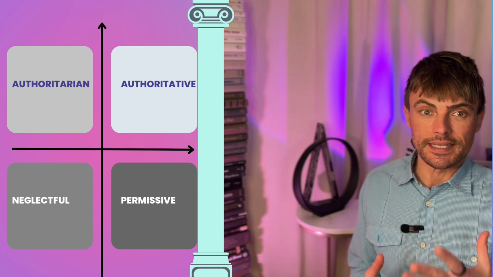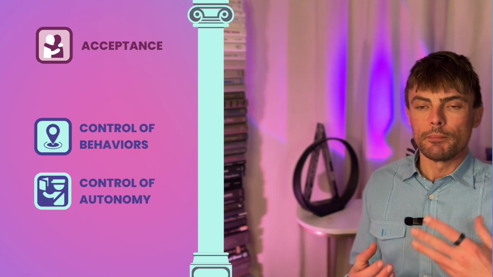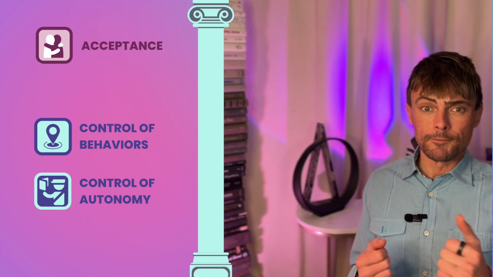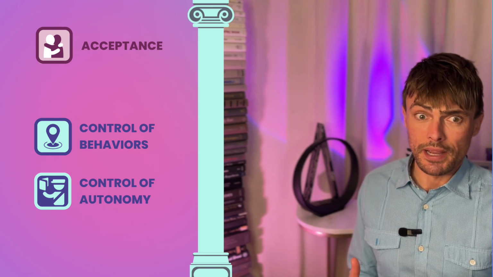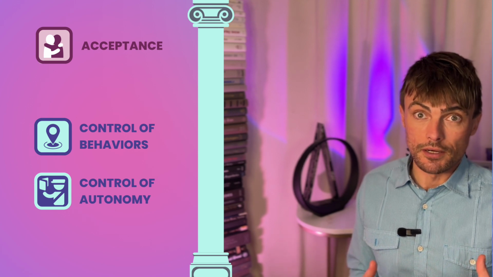He identified that kids need three things from their parents in order to be happy, healthy adults. Parents need to be accepting and not rejecting. Parents need to have control of their kids' behavior. And parents need to give their kids the freedom to be themselves.